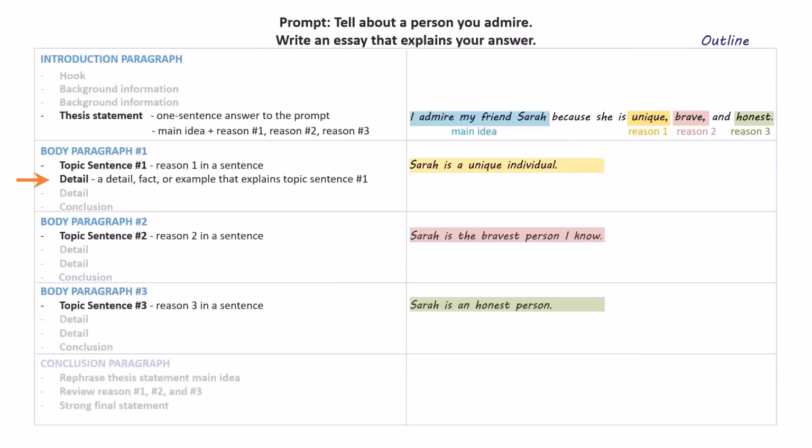So, what do I mean when I say Sarah is a unique individual? What is unique about Sarah? For detail sentence 1, I'll give this example. She wears colorful clothes and unusual hairstyles.